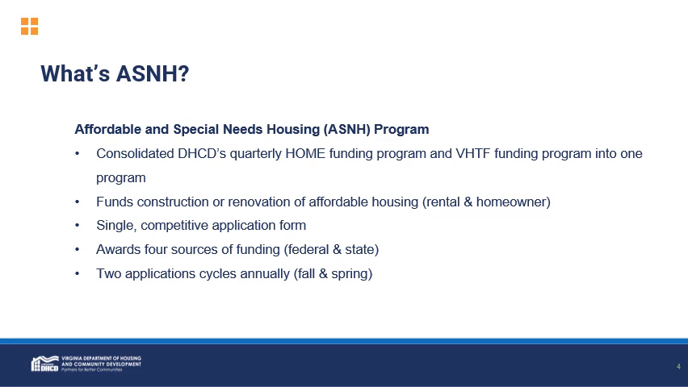Previously, we had the quarterly HOME funding program and the Virginia Housing Trust Fund program separate. And in 2016, when the National Housing Trust Fund was introduced, we created the single competitive application form. We award those four cycles of funding as available, federal and state funds, and we have two application cycles annually, usually in the fall and the spring.